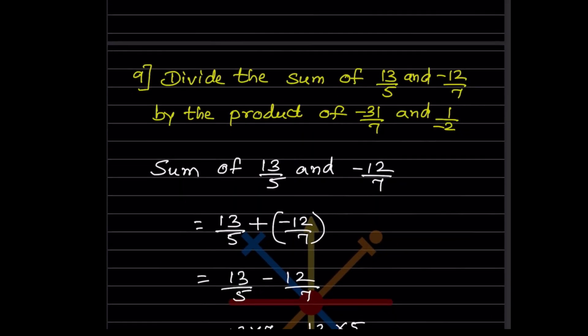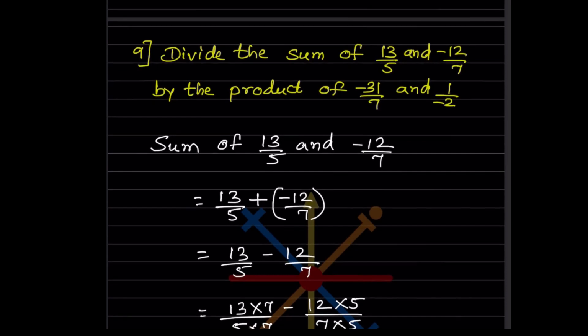Now see here, be careful with these problems, and these are the important ones. Divide the sum of 13 by 5 and minus 12 by 7 by the product of minus 31 by 7 and this one. So what you are going to do, first forget about this divide. First we'll just think about the sum of 13 by 5 and minus 12 by 7. Sum means addition, so you are going to add this one.